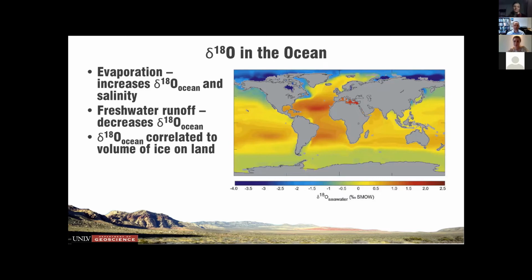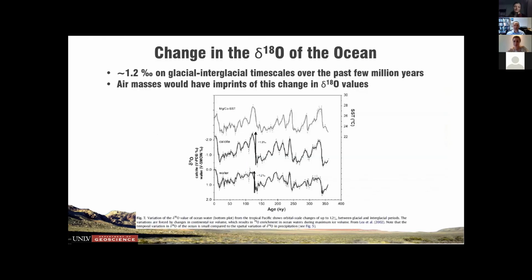Okay, so that becomes important when we're starting to look at Quaternary paleoclimate, because we know that the oxygen isotopic value of the ocean is changing over time. And one way we can look at estimating how big these variations are is looking in marine sediment cores. This is a marine sediment core on which they've estimated sea surface temperature in this top plot from the magnesium calcium ratios, and then measured the delta 18O values in the calcite. If you know the two of those, you can reconstruct the delta 18O value of the water.